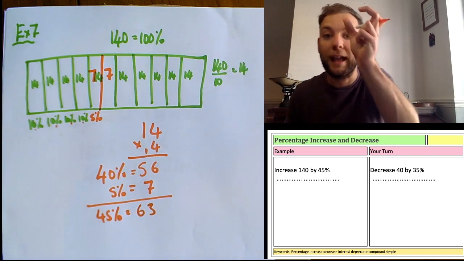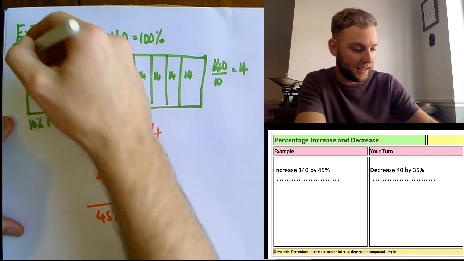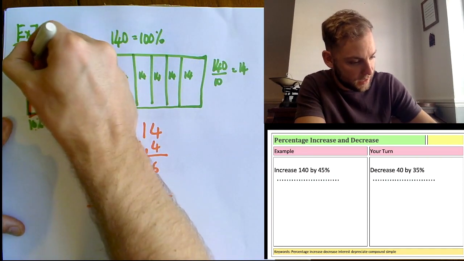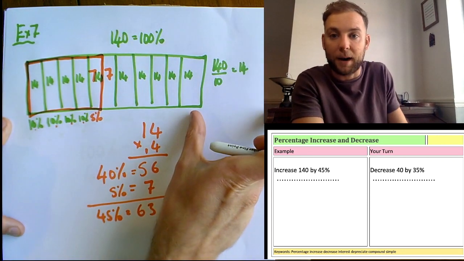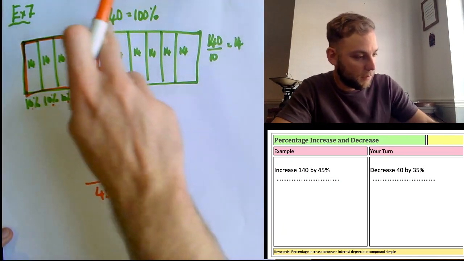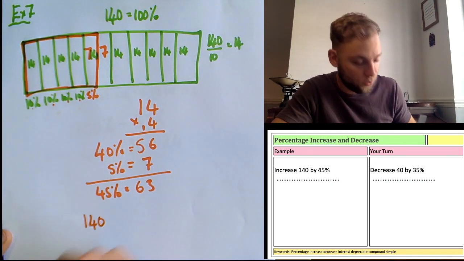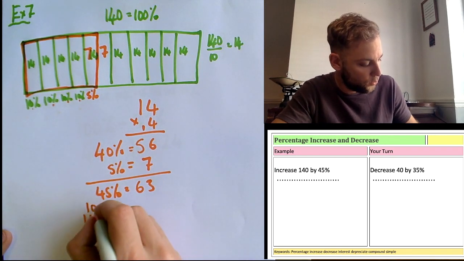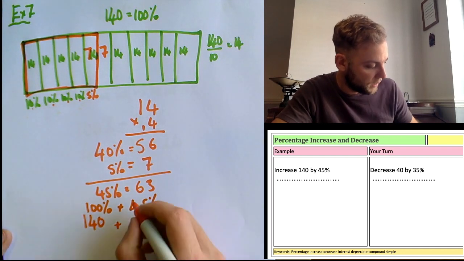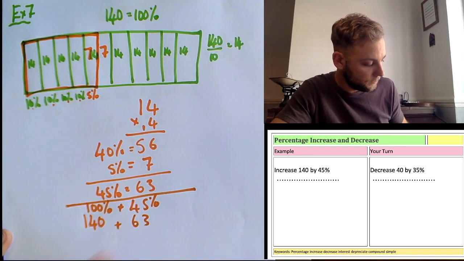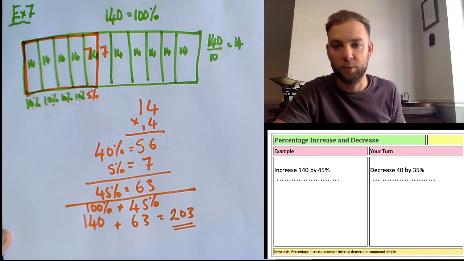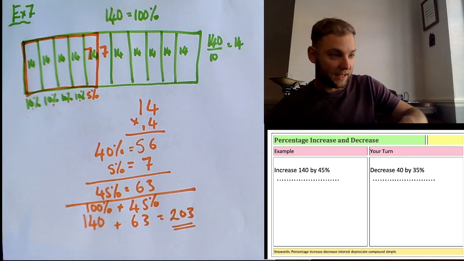Now remember, it says here I want to increase by 45%. So it's like taking all of this, the 45%, and I want to increase my bar by that. I'm adding that extra bit on there. I do that by doing my 100%, which is equal to 140. So 100% plus 45% is equal to 140 plus the 63, which is equal to 203. Super. Brilliant. Okay, so that was example 7. Let's have a go at example 8.